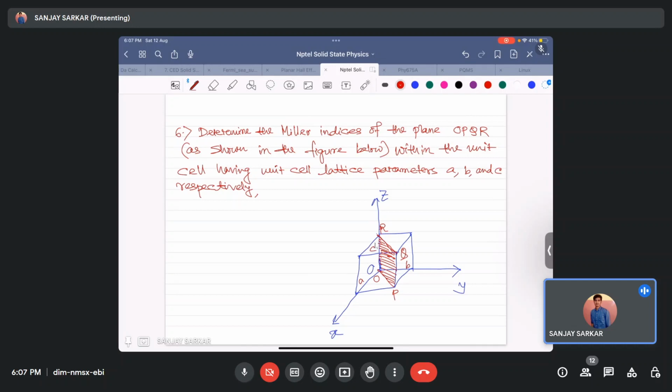So you need to find the Miller indices of this given plane, and the options are: A is 1 bar 1 0, B is 1 2 bar 0, C is 3 2 0, and D is 2 bar 1 bar 0. So can you find which of these is the correct option?